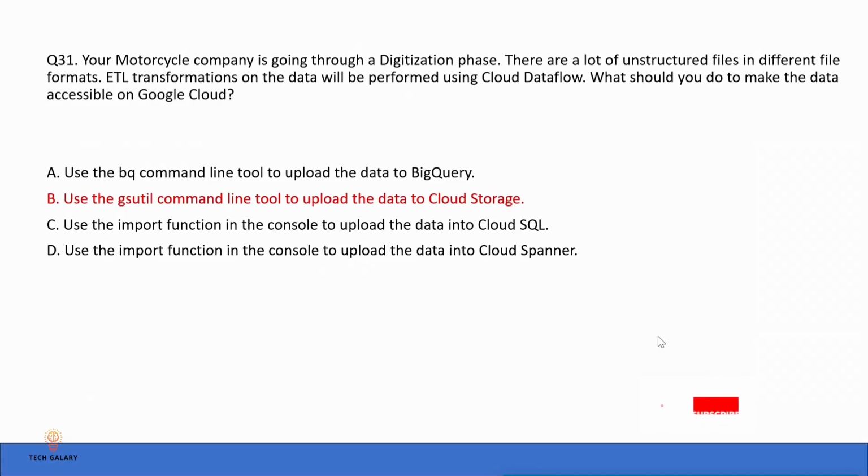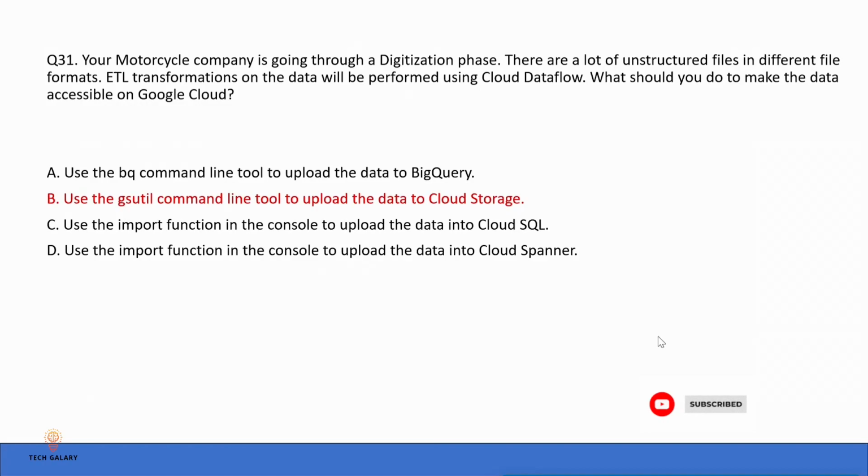Now let's take a look at option C. Option C is incorrect because here Cloud SQL only supports structured file formats. The import function in the console is used for uploading data into Cloud SQL, and this is a fully managed relational database service. So it is not specifically designed for handling unstructured files or performing any ETL related transformations.